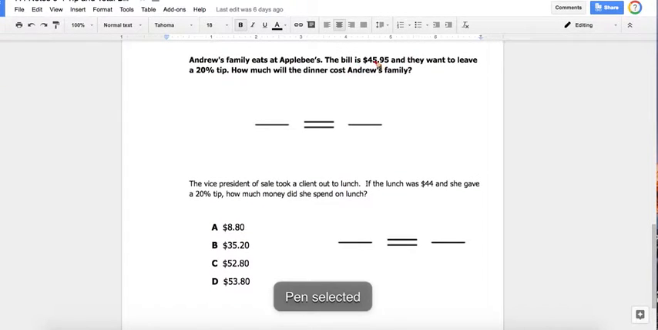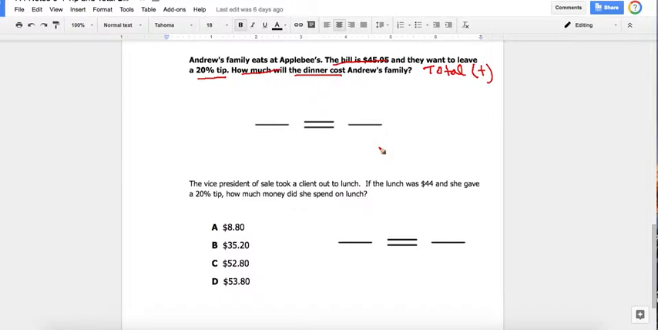Andrew's family eats at Applebee's. The bill is $45.95 and they want to leave a 20% tip. How much will the dinner cost? So there's my key word. How much will the dinner cost? So this is asking for the total. And if it asks for the total, I'm going to add after I find the tip.